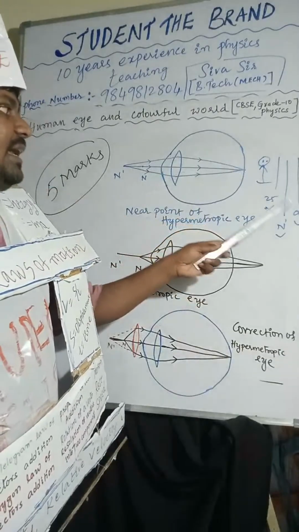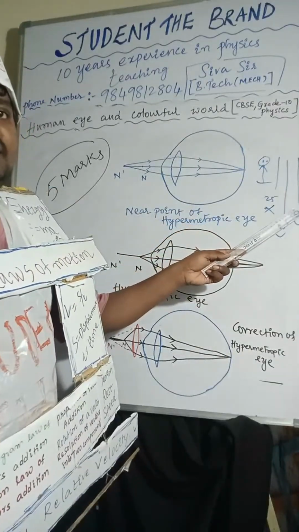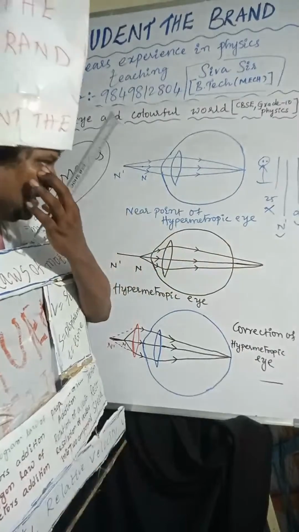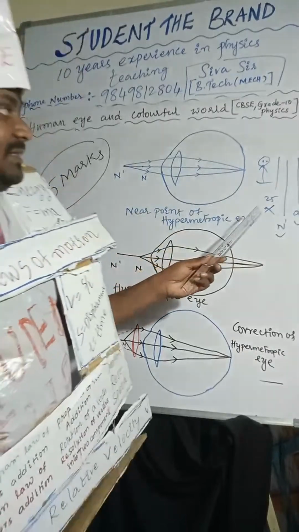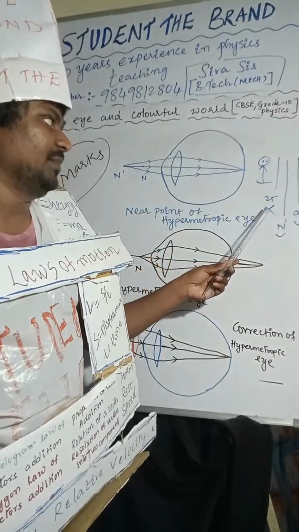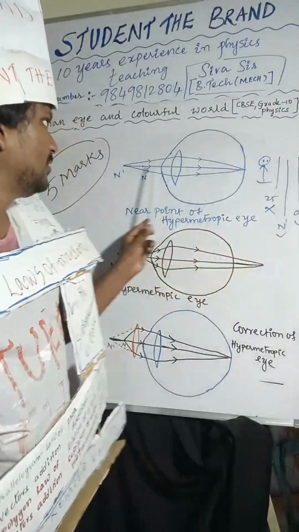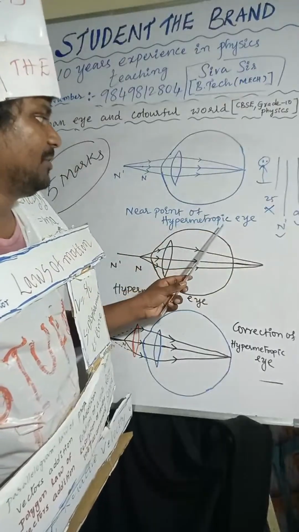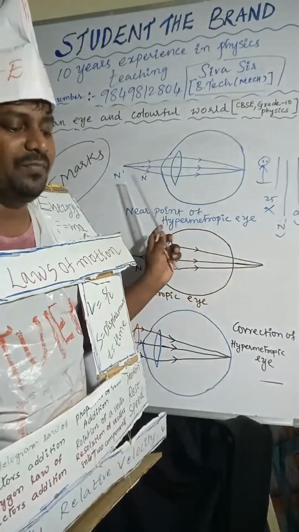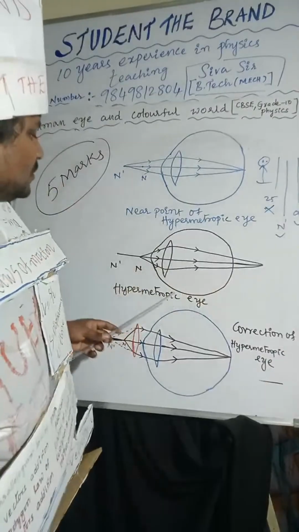Here the person can see far distance objects. Anyway, far distance objects, no need, leave it. He can't see at 25 centimeter, but he can see beyond 25 centimeter. So this is the near point of the hypermetropic eye. The name itself says, near point of hypermetropic eye.